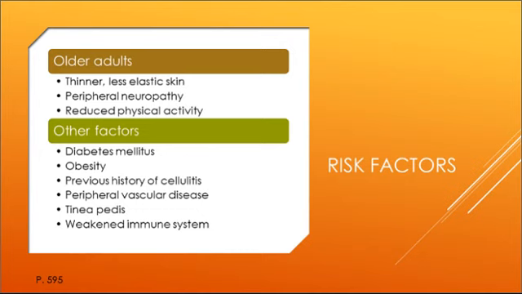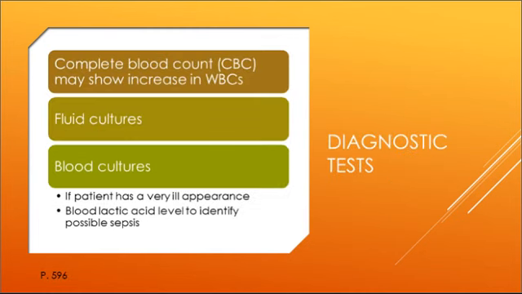Tinea pedis, which is what we call athlete's foot. It's a yeast fungal infection on the feet, and a weakened immune system. All risk factors. So diagnostic tests, like with any infection, you're looking at a CBC. You may see an increase in their white blood cells. You may see a change in their differential. You may have to check body fluids like blood cultures, sputum cultures, urine culture. If there's weepage at the cellulitis site, you do a wound culture from there.